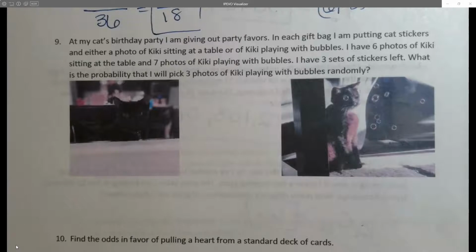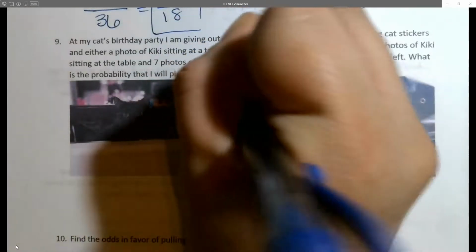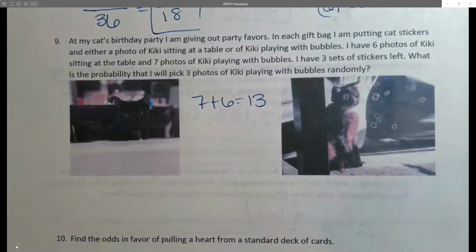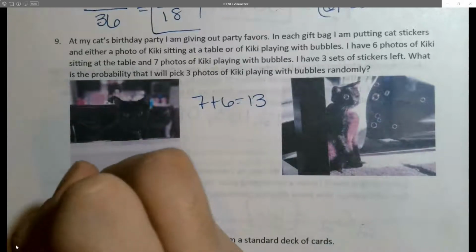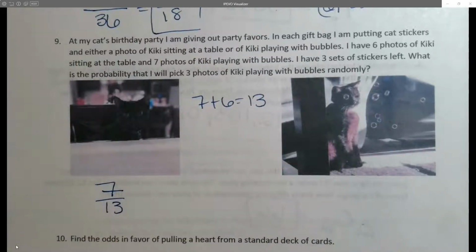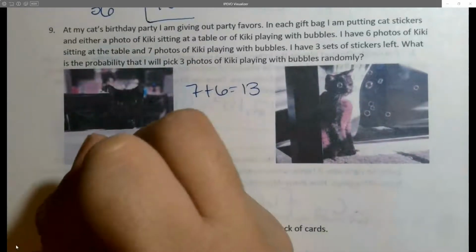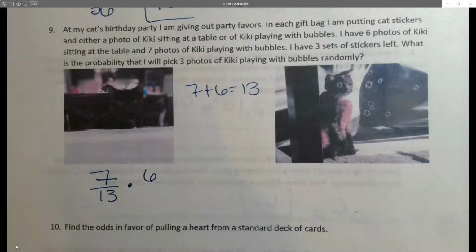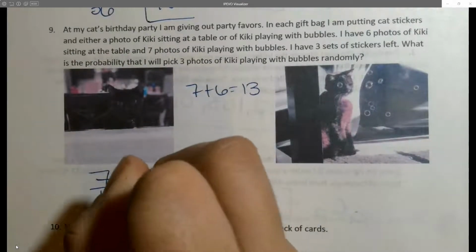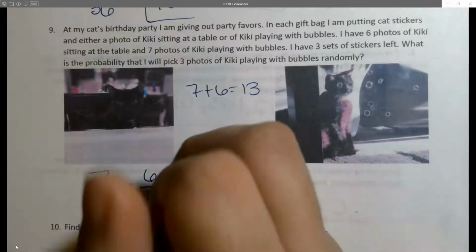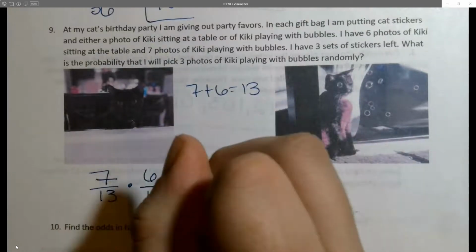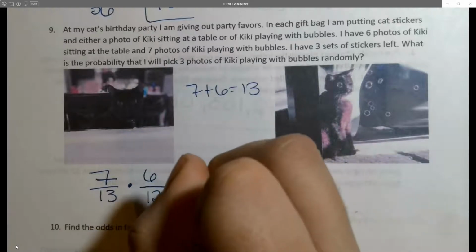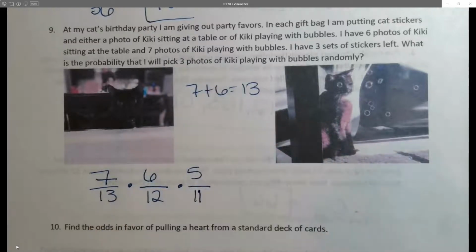So for this one, I have 7 plus 6 total photos, which means I have 13. I want to pick the ones of her playing with bubbles, so that was the one out of 7. I have 7 over 13 to start with. Then when I put one in a bag, I assume I got what I wanted. So there are 6 choices or 6 stickers with Kiki playing with bubbles left, and there are 12 total stickers left. I go again one more time. There are 5 stickers left of Kiki, and there are 11 stickers total.